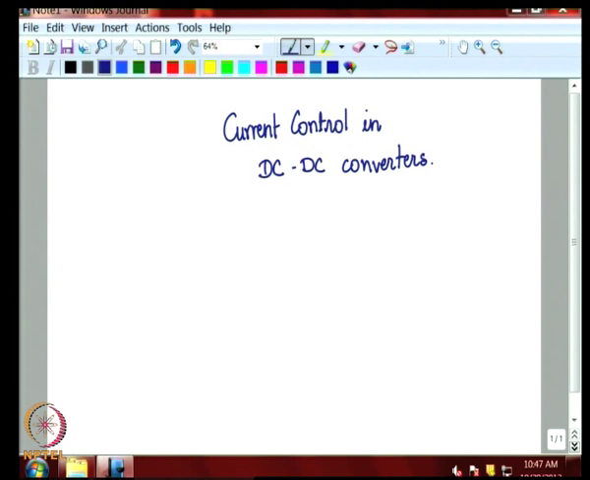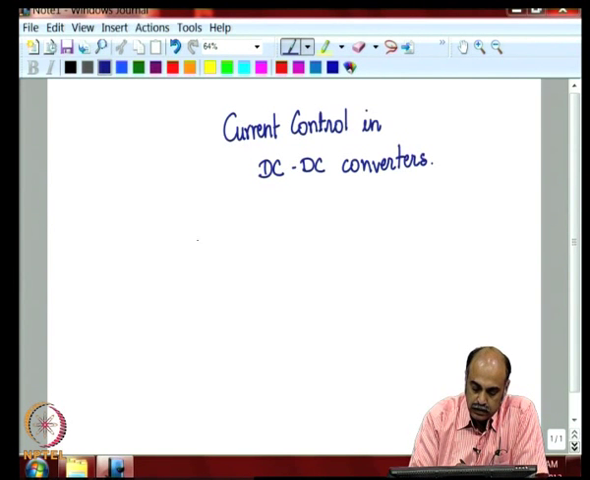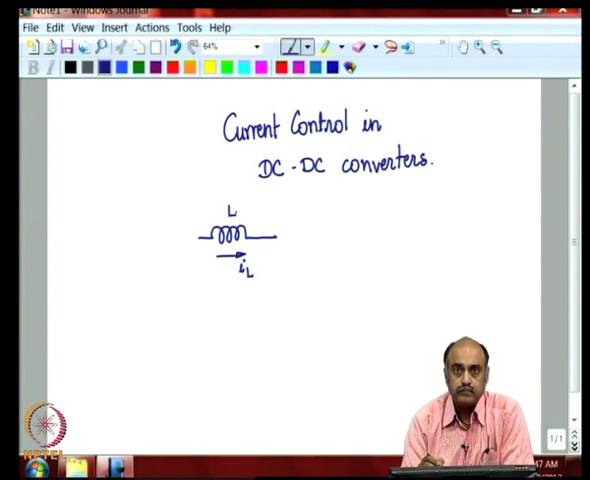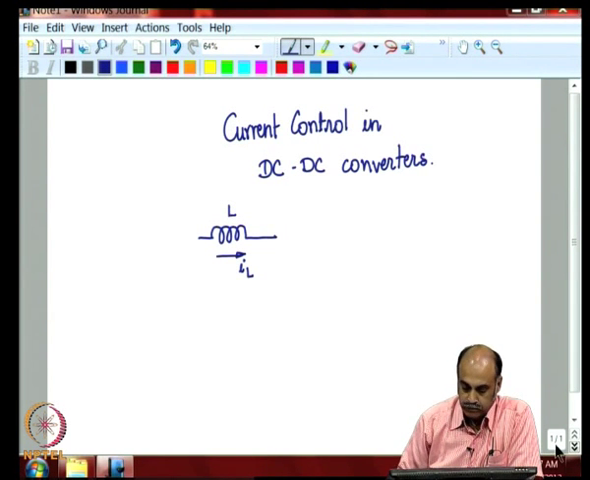So, here the central component is the inductor, and we want to control the current through this inductor L. This inductor may be on the input side in the case of the boost converter, or on the output side in the case of the buck and buck derived converters, but the objective is to control the inductor current.